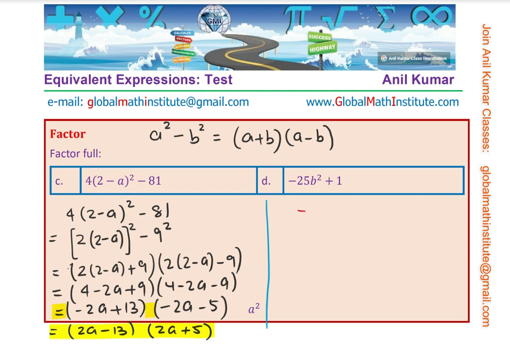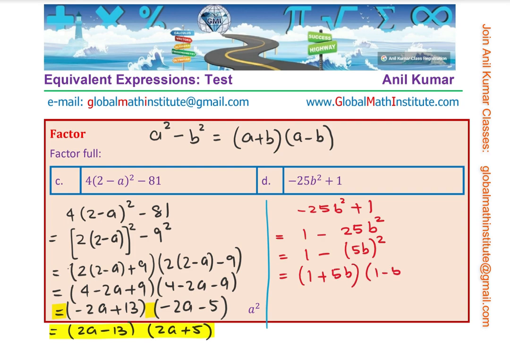Next one, let's rewrite that. We are given minus 25b square plus 1, right? Rewrite this as 1 minus 25b square. So that is as good as 1 minus 5b whole square. Do you see that? And so you could write this in factored form, 1 plus 5b times 1 minus 5b. Makes sense? Not an easy question, but these are the questions you see in the test paper, and therefore I've taken those for you, right? Not those easy ones which you have been doing, right?